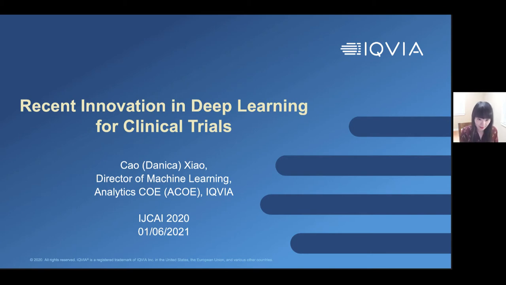My name is Danica. I am the Director of Machine Learning at ACOE of IQVIA. IQVIA is one of the world's largest human data science companies, and we are also the largest clinical research organization. We have lots of experience with clinical trials. It is my honor to be here and introduce some of our recent innovations on using deep learning for assisting clinical trials.